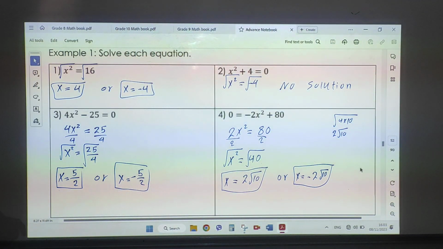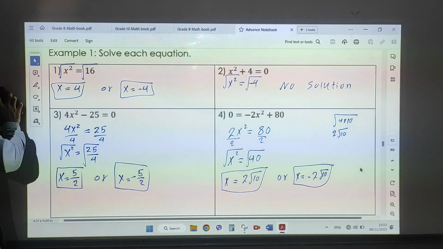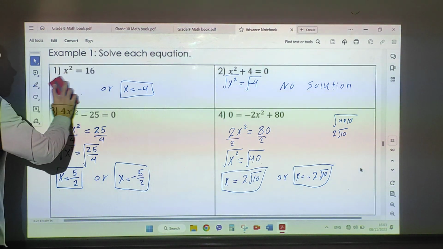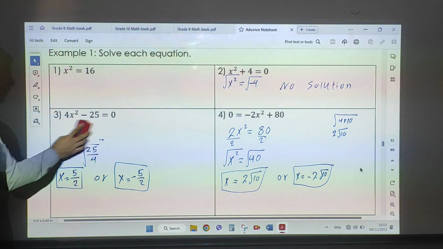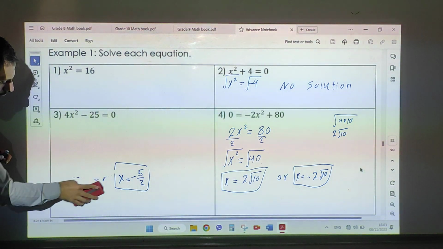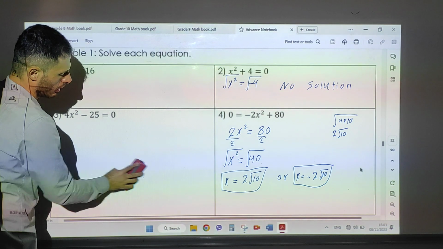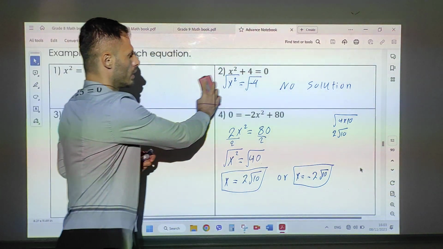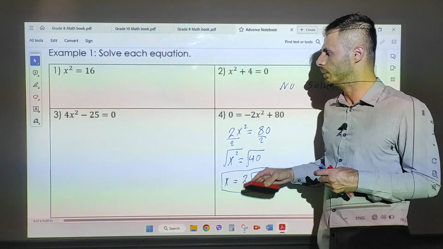If it is x power 2 and a number, only x power 2 to one side, numbers to the other side, take the square root. If it is the other one, which is x power 2, x and a number, we solve by completing the square. Let's see how we do it.